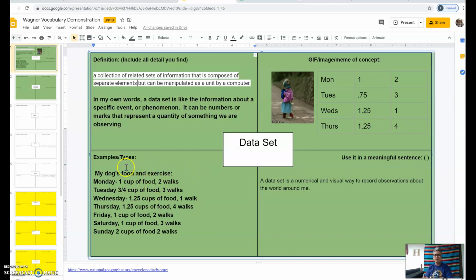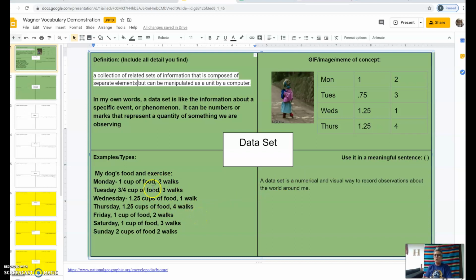So I made my example and my types, the data set that I have, match my image and my concept. Down here you can see that I was just tracking my dog's food and exercise. On Monday, my dog ate 1 cup of food and took 2 walks. Well, here's my dog taking a walk. But then here's my chart. So here's 1 and 2. Well, this must be the cup of food and the walks that he took. All right. So you can see how I've made this data table from my example or my type down here.